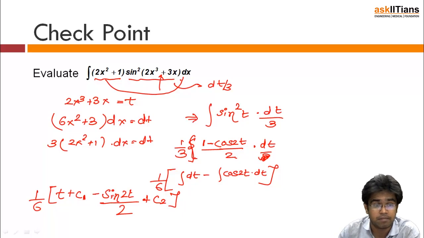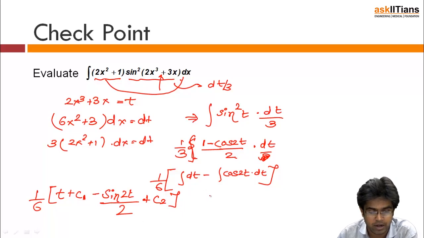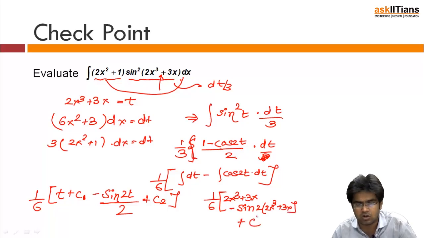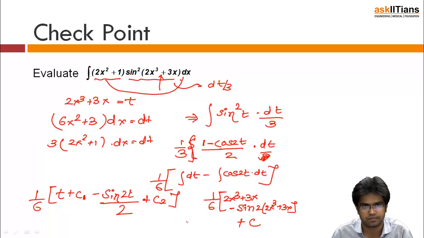T is not my variable, it is x. So what am I going to write? My final answer is 1 upon 6 times (2x cube plus 3x minus sine of twice of (2x cube plus 3x)), and then there is one more constant, a universal constant, let's say c. So this is how you need to hunt for the differential.